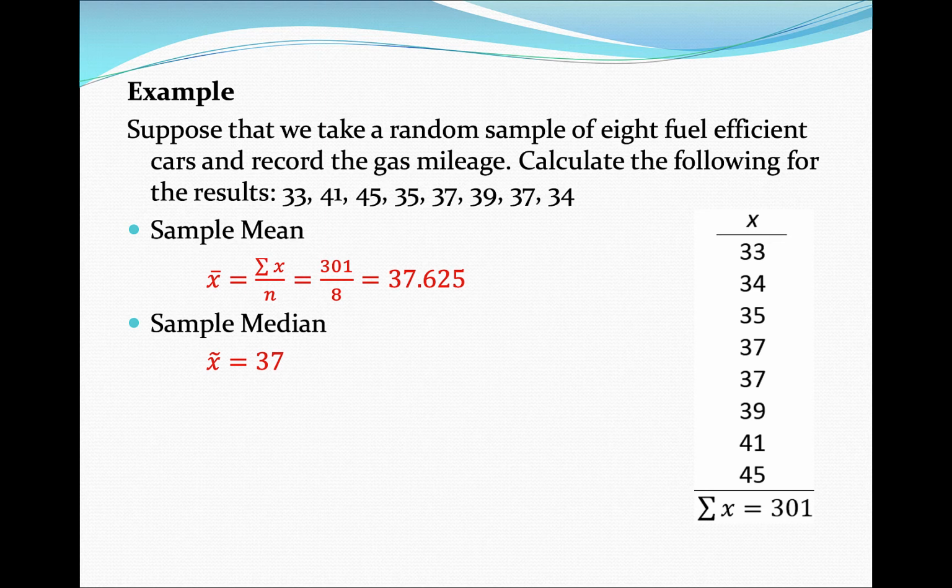You'll notice that the median does have notation as well. I'll typically say x tilde. It's x with the squiggly line over top of it, even though there's no such thing as a squiggly line. But anyway, that's a tilde, so it says x tilde is 37.